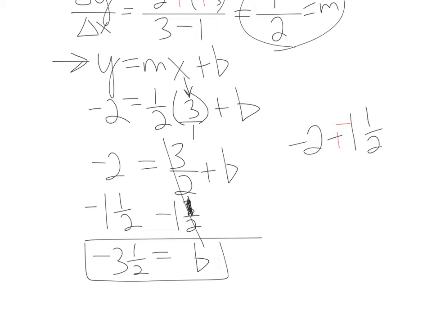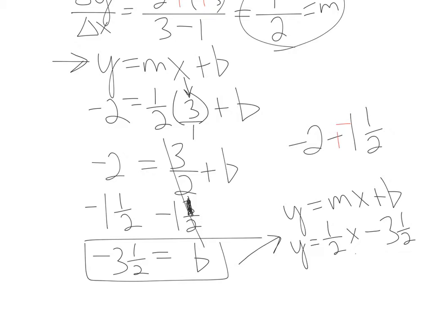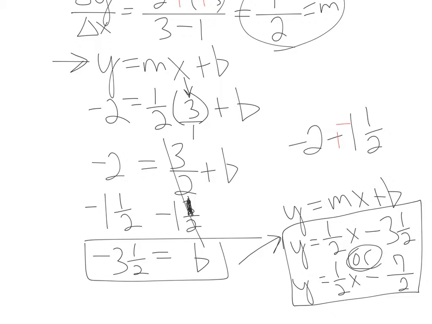And then the all-important step here at the end is that we actually substitute and say, here is my equation. Our slope was 1/2, and our y-intercept is -3.5. So you can either put plus -3.5 or minus 3.5. A lot of times, rather than -3.5, they will just put that as an improper fraction, -7/2. So either one of those would be fine for your equation.